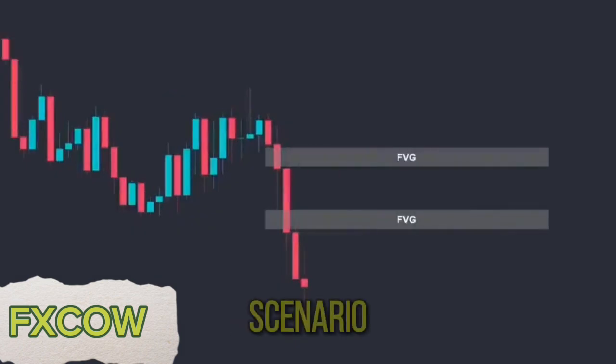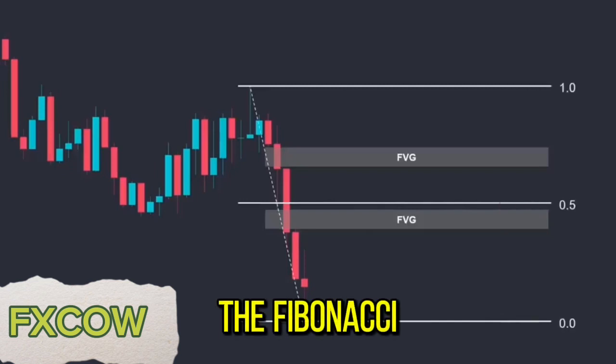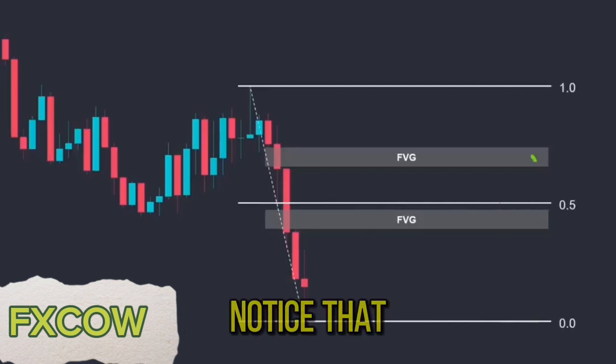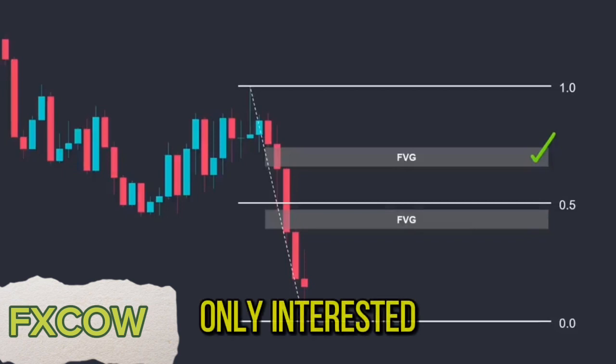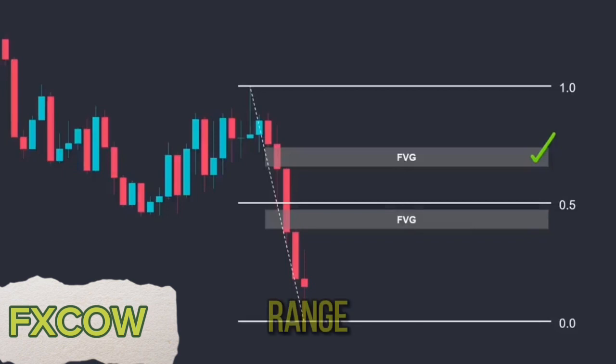Here in the bearish scenario, we have two fair value gap areas. So basically, the idea is to wait for the price to pull back to these zones and enter the short trade. But if we apply the Fibonacci retracement tool, we will notice that this imbalance area is located in the premium, and this one is located in the discount. So as I mentioned earlier, we are only interested in selling on the premium side of the range. So this will be a solid area to look for short setups.